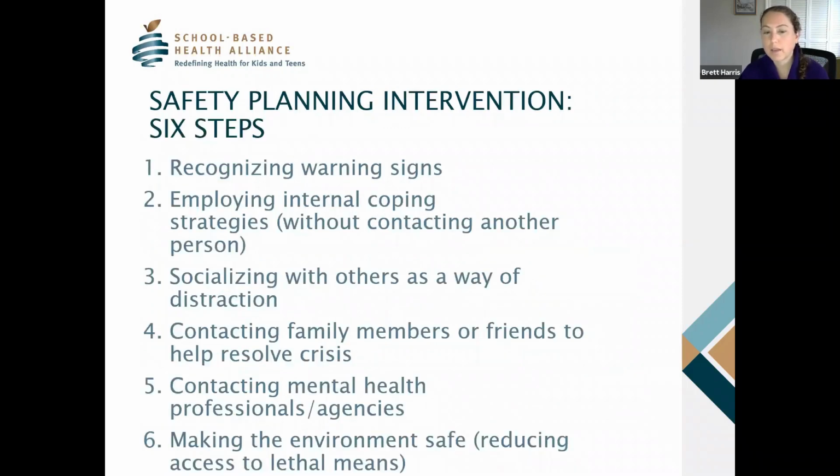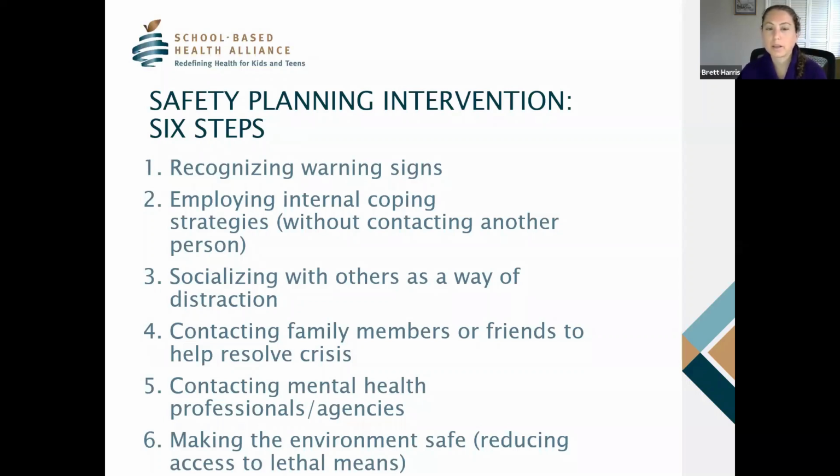So with the SBIRT intervention, with the brief negotiated interview and motivational interview, it uses similar skills so that the patient as well as the family are directing this, while the trained provider is really guiding the intervention and putting the plan together. The safety planning intervention has 6 steps, and they go in progressive order.